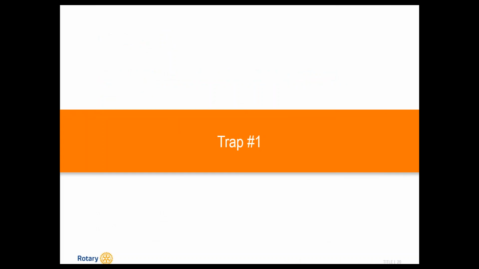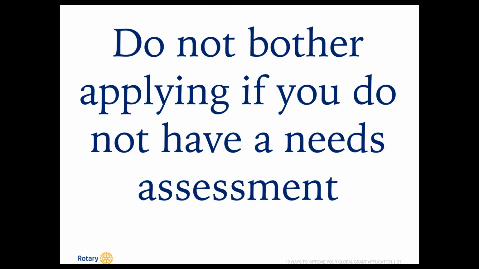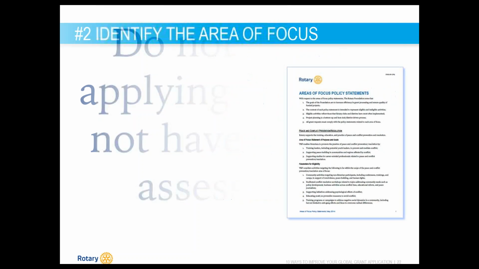Trap number 1. Do not bother applying if you do not have a needs assessment. If you've done a previous global grant, you might be thinking, well, I never had to do a needs assessment in the past. That may be true, but as of July 1, 2018, all humanitarian and vocational training team global grants require an assessment. It is the rule, so you might as well avoid wasting everyone's time by applying for the grant without having an assessment.